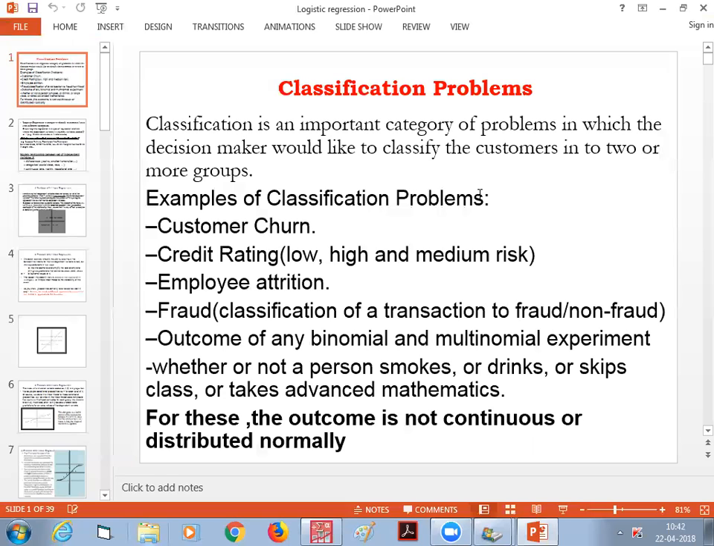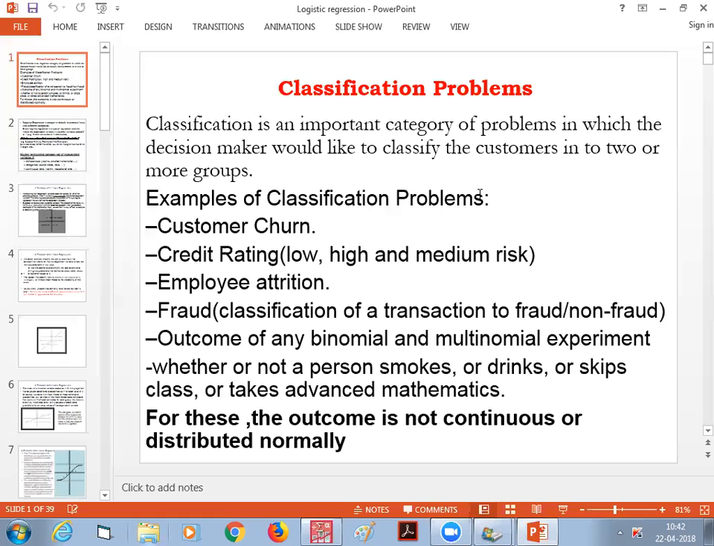So it is a classification problem again, with categories. I will go a little fast now. Examples of classification are the same as before, but I have given some more examples along with those given during discriminant. You can think about these types of applications: customer churn in an organization; credit rating, meaning the risk for the bank when giving a loan, low risk, high risk or medium risk; employee attrition; and fraud, classifying a transaction as fraud or non-fraud.